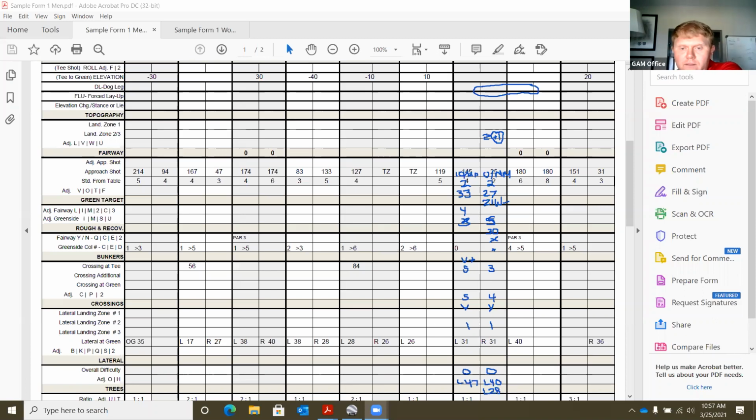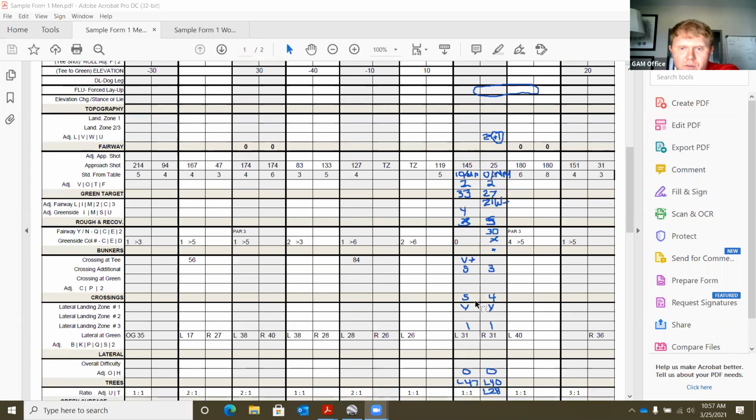Then we need to evaluate our next ones. So let's do the scratch player first. We've got 31 at the green. Our approach shot is, and it's hard to see, but our approach shot is 145. So from 145 yards, and it being 31 yards away, that value is also a 2 from the chart. So our final value is going to be a 2.